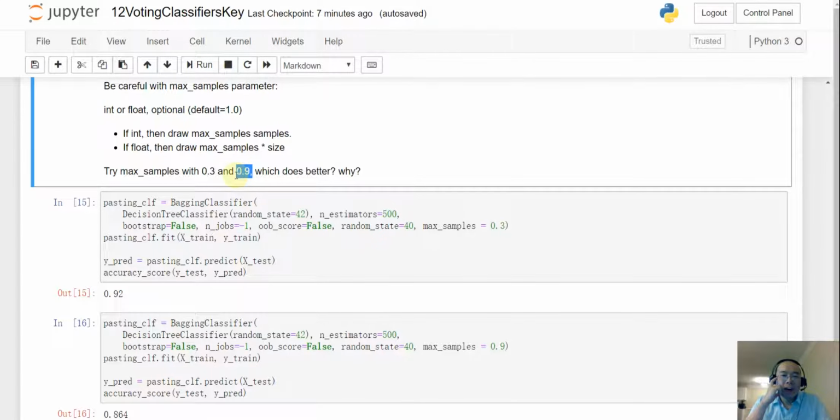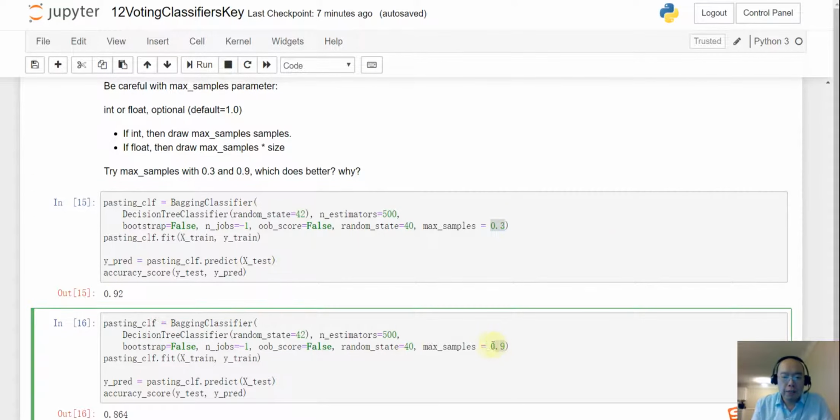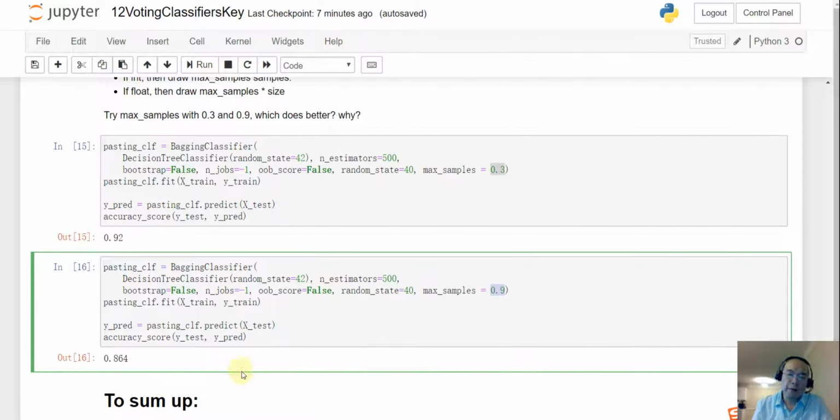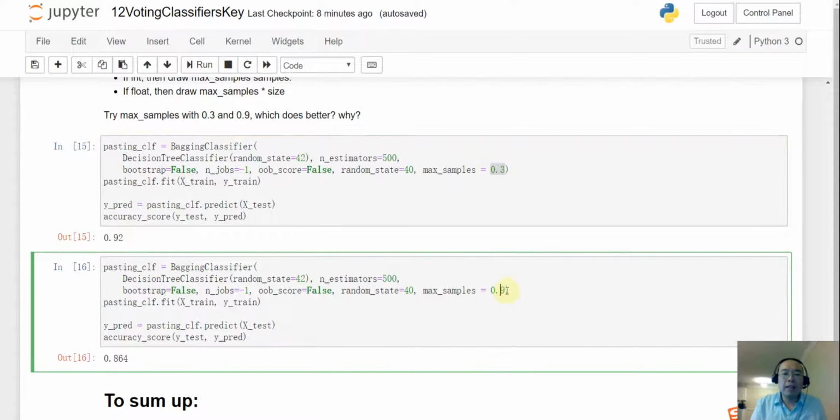I did both. What I found was that if we only draw 30% of the data, we got 92%. However, if we draw 90% for each predictor in the ensemble, we got something even worse. Hmm. So think about it. If we make an ensemble and for each predictor we only use 30%, putting together all the predictors into an ensemble is better than an ensemble where each predictor uses 90% of the data. So why?